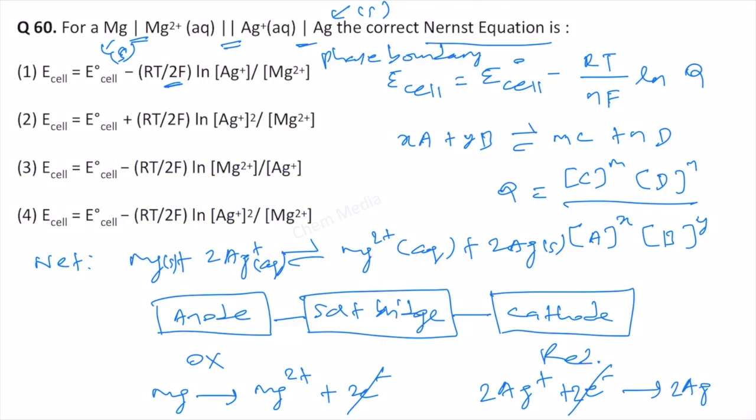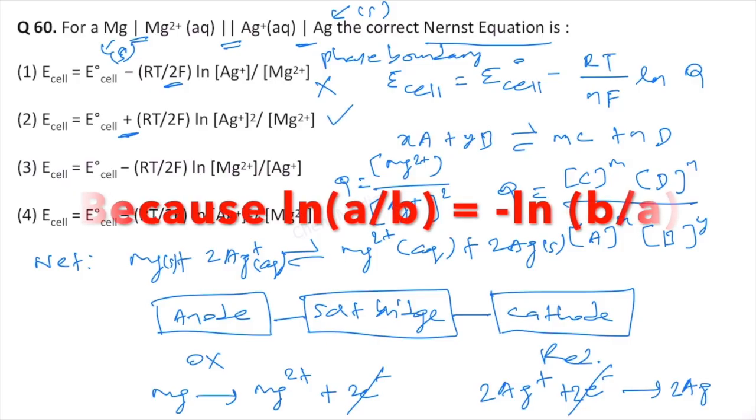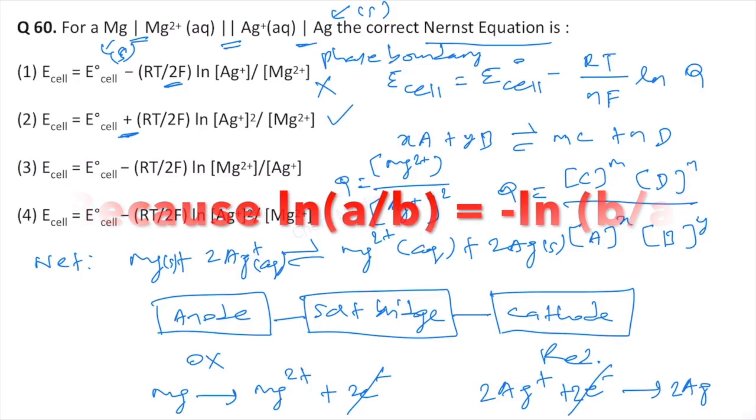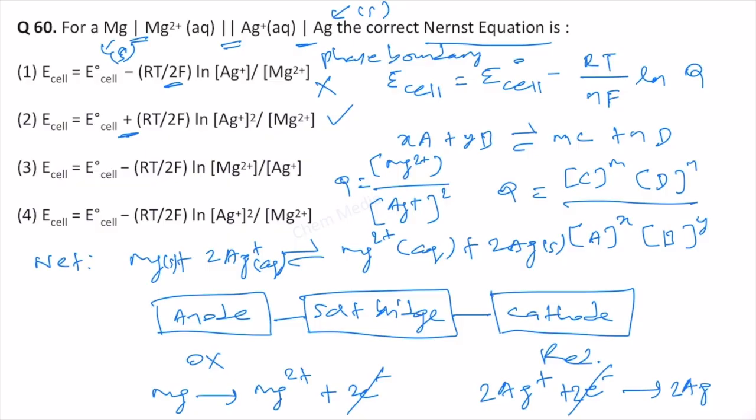So, therefore, the reaction quotient here is Mg2 plus divided by Ag plus square with a negative sign. Do we see anything like that in the option? No. In 1 we don't see it. In 2 we see it, but the reaction is reversed. So, therefore, that should be the correct option, because in 3 it is Mg2 plus written, but then Ag plus is not squared, therefore, that is wrong. And in 4 it is written in the reverse way, therefore, this is also wrong. So, the only correct option is option 2.